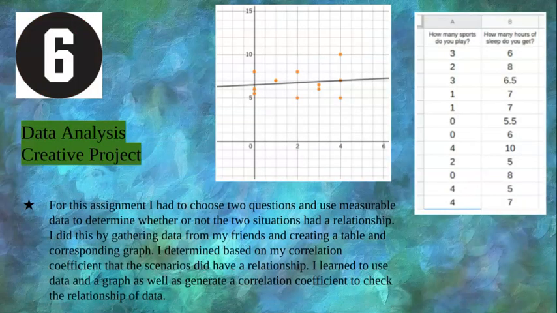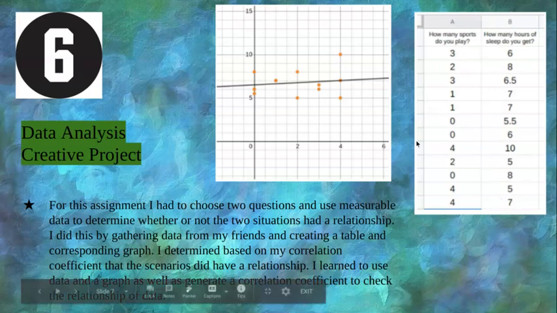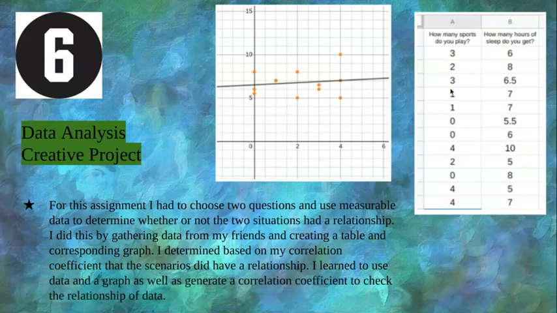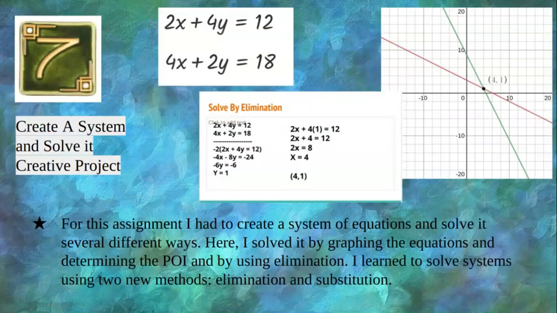For week 6, I used my 2 questions, how many sports do you play and how many hours of sleep do you get? And I analyzed that data by first generating it, asking my friends, and then I used a correlation coefficient and a graph to determine if they had a relationship or not. And I learned to use data and a graph as well as generate a correlation coefficient to check the relationship of data.